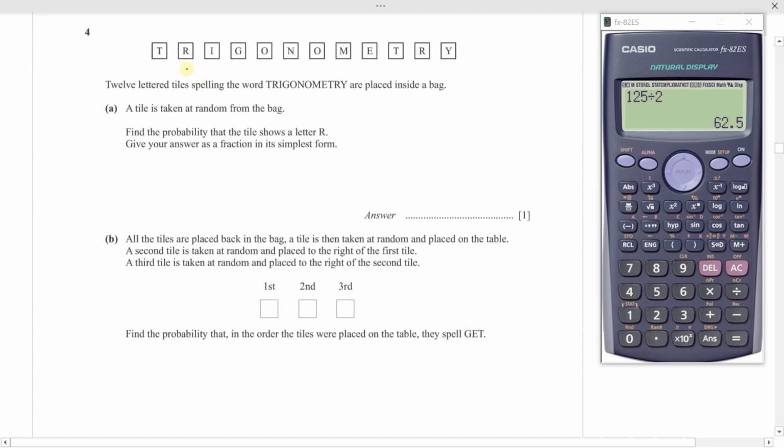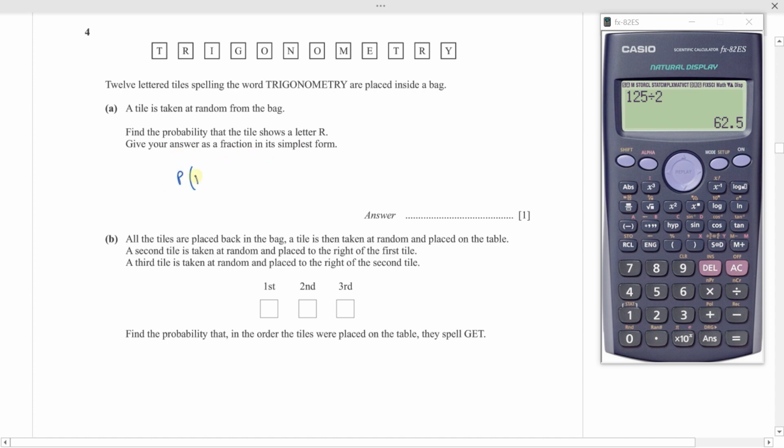So question number 4 is trigonometry. 12 letter tiles spelling the word trigonometry are placed inside a bag. A tile is taken at random from the bag. Find the probability that the tile shows the letter R. Give your answer as a fraction in its simplest form.